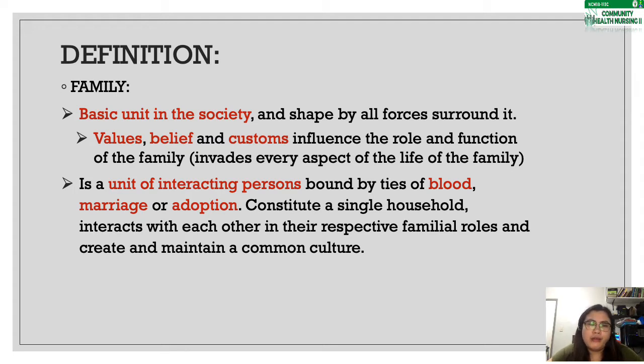We also have a definition that a family is a unit of interacting persons. When we say interacting persons, we communicate with each other within the family. They are bound by ties of blood, by marriage, or by adoption, and it constitutes a single household, interacts with each other in their respective familial roles, and creates and maintains a common culture.